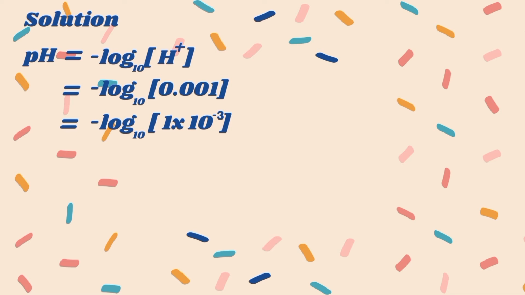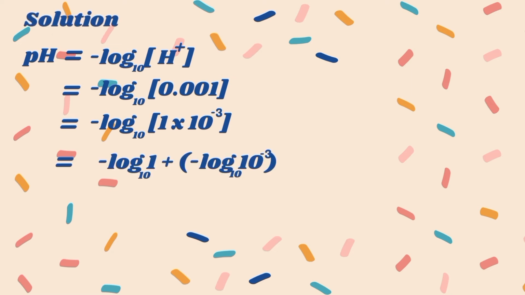So we'll multiply negative log to base 10 by what is inside the bracket. So we'll multiply negative log base 10 by 1. We'll have negative log 1 base 10. And in logarithm, multiplication implies addition. So we introduce our addition sign. Then we also multiply negative log 10 by 10 raised to the power minus 3.